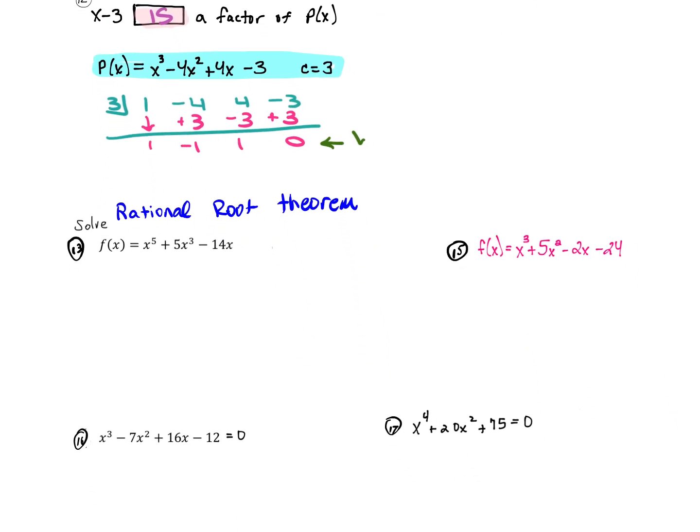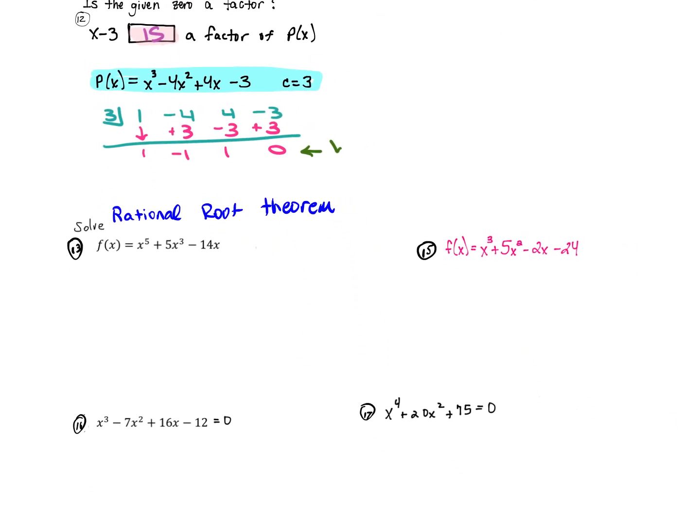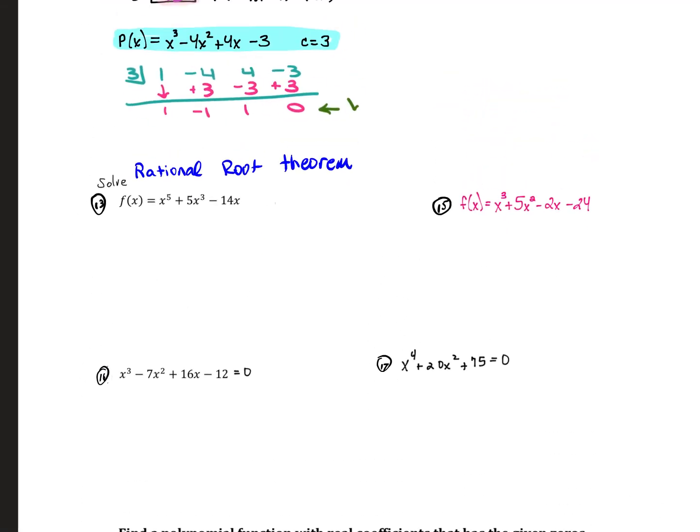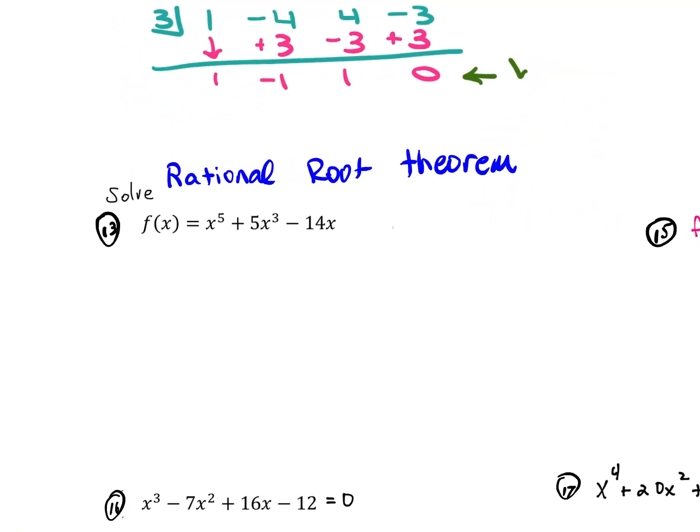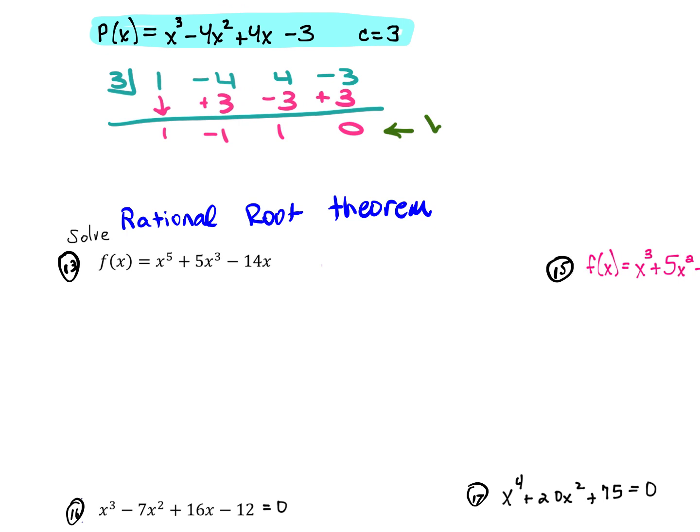For number 13, 15, 16, and 17. I guess we're skipping 14. It's okay though. We have to use the rational root theorem to solve. So we have for number 13, f of x is equal to x to the 5th power plus 5x cubed minus 14x. We don't have a constant here that we can find the factors of in order to use the rational root theorem. So we're going to factor out the greatest common factor first.